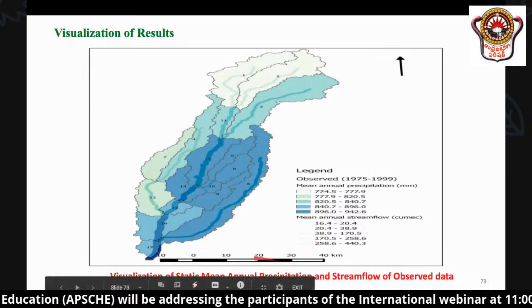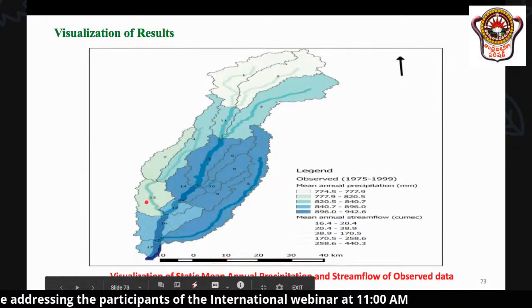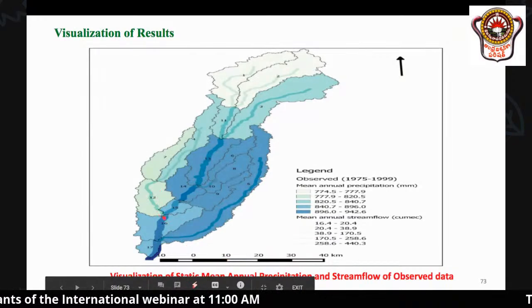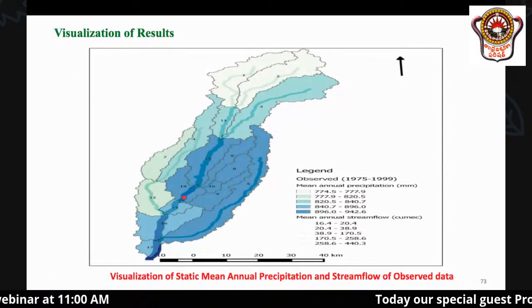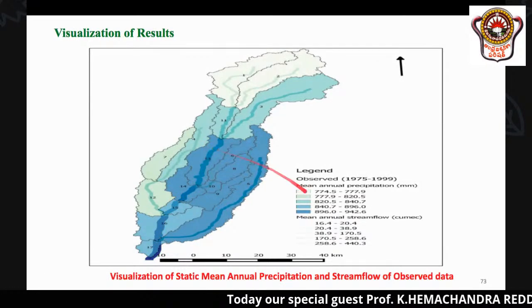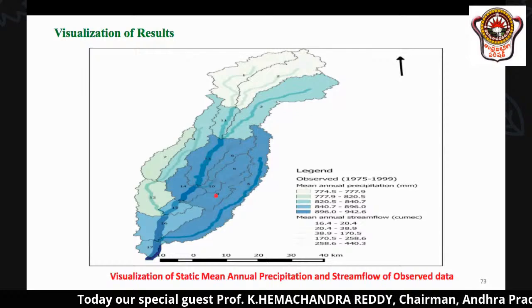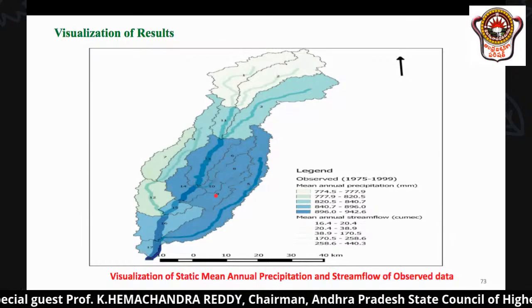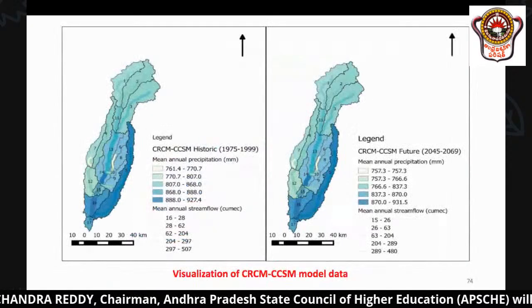Okay, so from this model we can even get the observed stream flow and the precipitation. We can see basin-wise how much is there, and in each stream how much water is there. All these things we are able to see in the model visualization. The same figures you can get here, and the same thing you can see for the future.